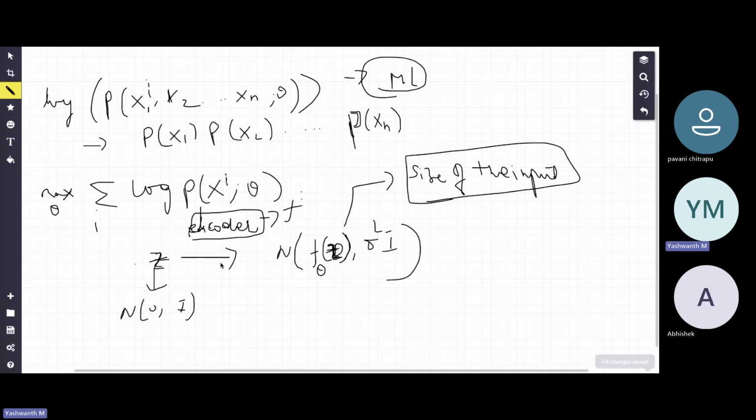All right, so this is the encoder part. Now, how are we obtaining z? So this is the decoder, and this is z.